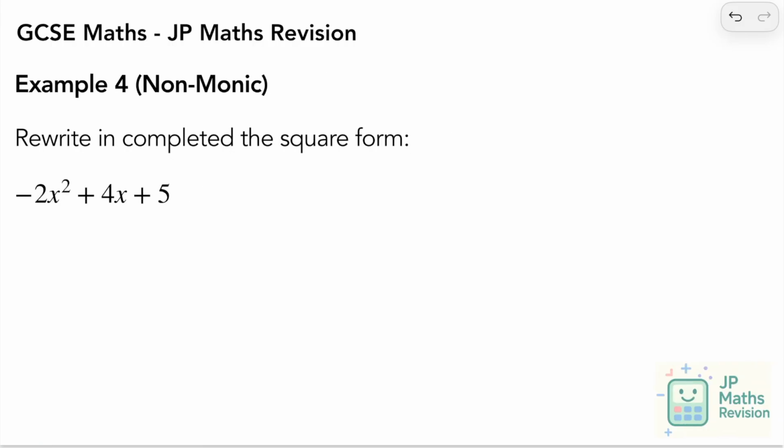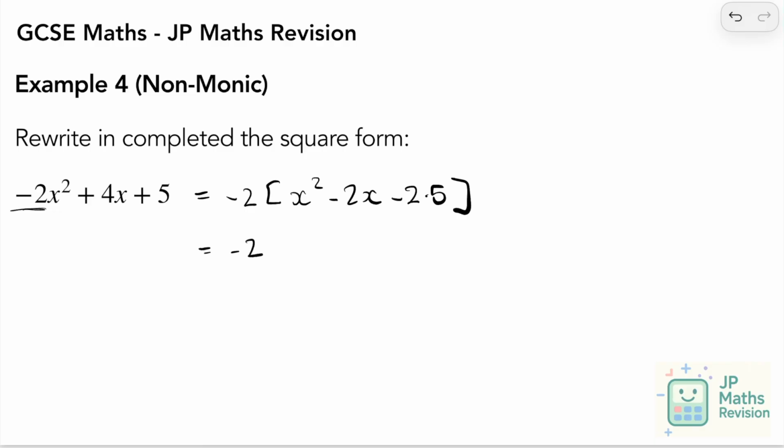So here's another example. So this one here, we have the coefficient of x squared is minus 2. So we need to factor out the minus 2. So we have minus 2 bracket x squared. And then if we divide everything by minus 2, this time we're going to get minus 2x minus 2.5. And then we need to complete the square of what's in the bracket.